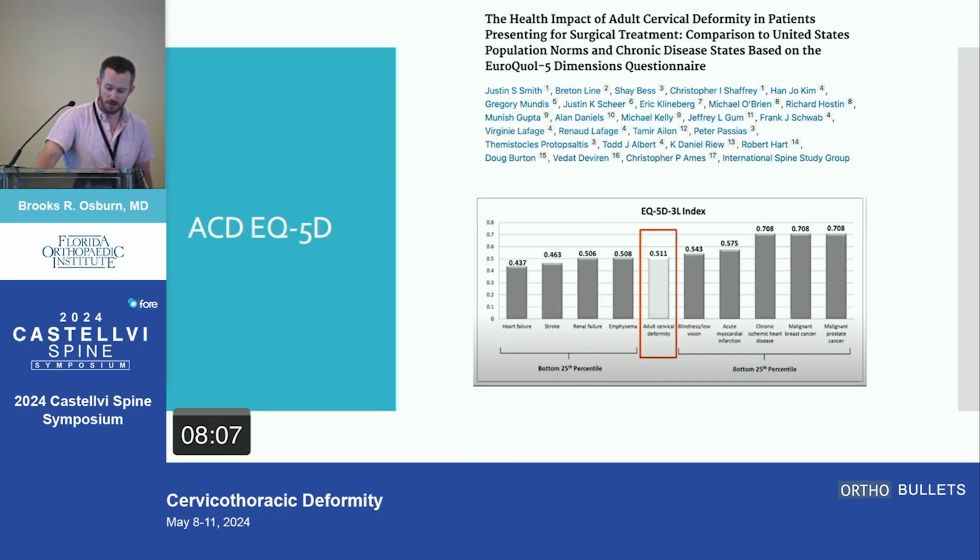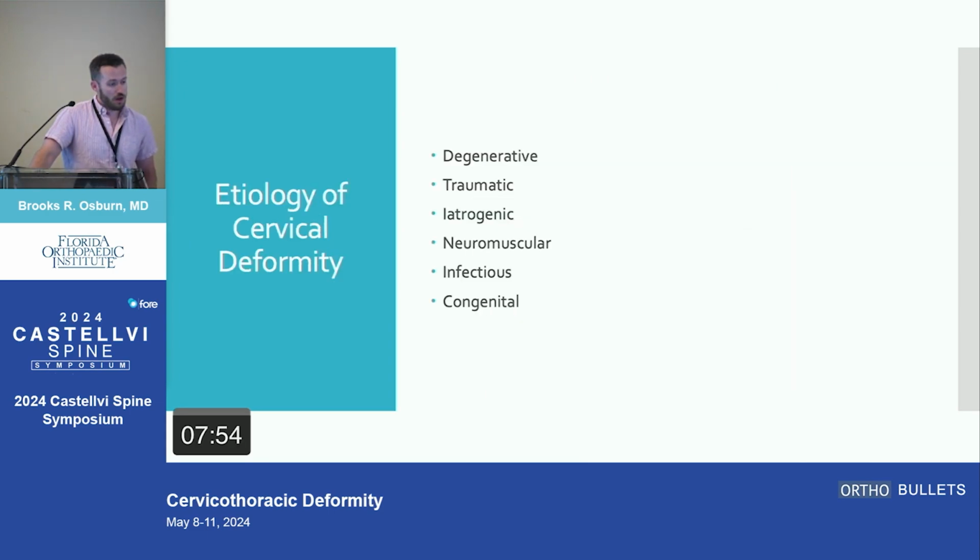Why does this matter? So based off of the research, that cervical adult deformity is on the same kind of line as people who are blind, emphysema, renal failure, and even breast cancer. What are the etiologies of a cervical deformity? So we have your degenerative, traumatic, iatrogenic, neuromuscular, infectious, and congenital. I'd say in our practice, the top 5 are the ones that we see most commonly.